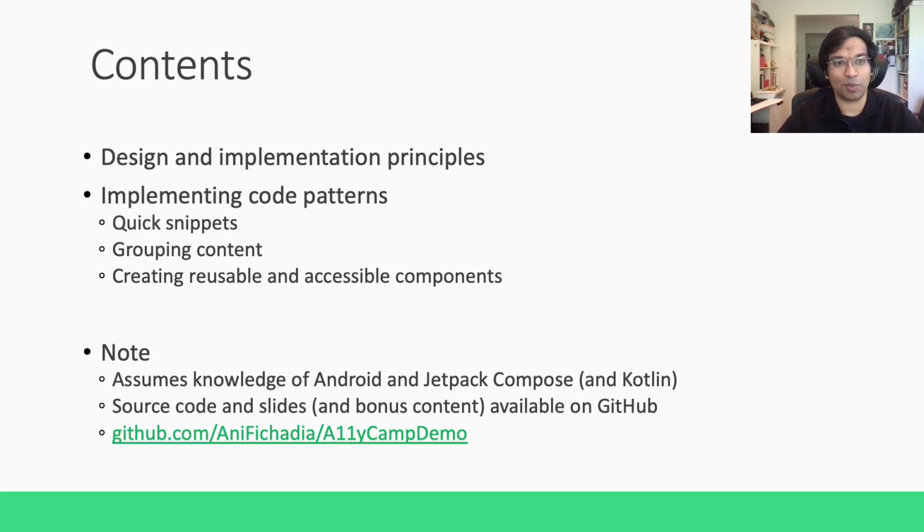Within that, we'll have a look at some quick little snippets, which are some useful functions and things that you can use for accessibility. We'll have a look at how to group announcements and group content together for screen readers and TalkBack. And as part of that, we'll also have a look at how to create reusable and accessible components. Just as a heads up though, this does assume a bit of knowledge of Android and Jetpack Compose and Kotlin, but I'll try and simplify and generalize things as much as possible.